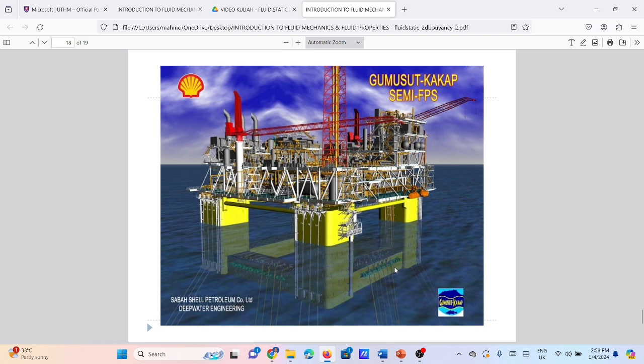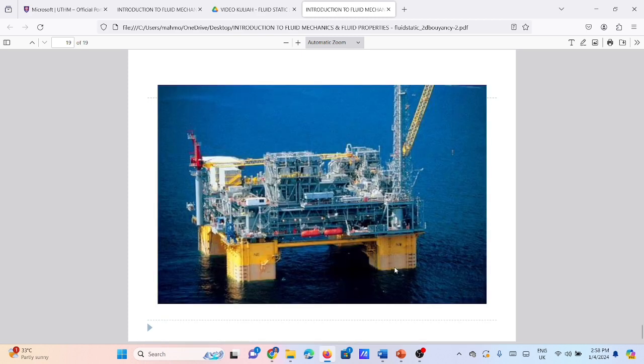So that's all. This is a sample of the concepts which are running right now, especially in Sabah Shell Petroleum, the deep water engineering, and this is also about the buoyancy concept in these situations.